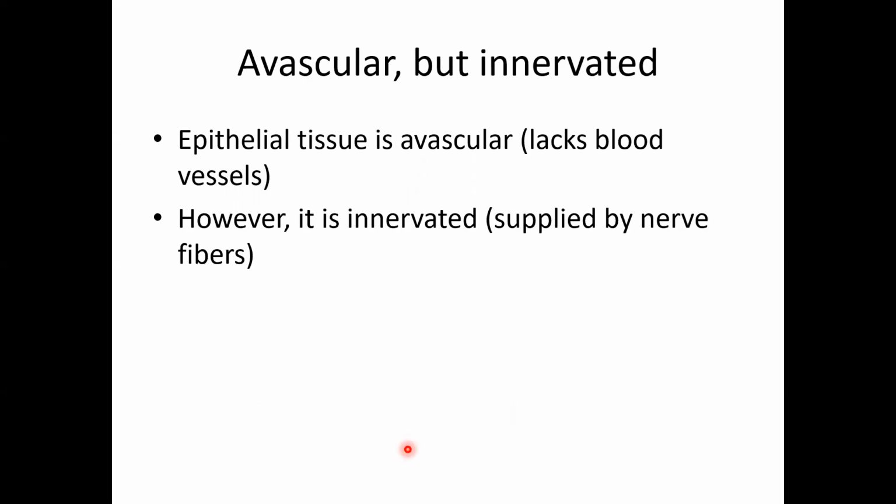Epithelial tissue is avascular, but it is innervated. Avascular means there are no blood vessels going through the epithelial tissue. But it does have nerve fibers that supply it. Think about the epidermis, the outer layer of your skin. It is avascular. You've had the paper cut that doesn't bleed, but it still hurts like hell because it's still innervated by nerve fibers. You can still feel it, but it doesn't have blood vessels running through it. So epithelial tissue, avascular, but innervated.